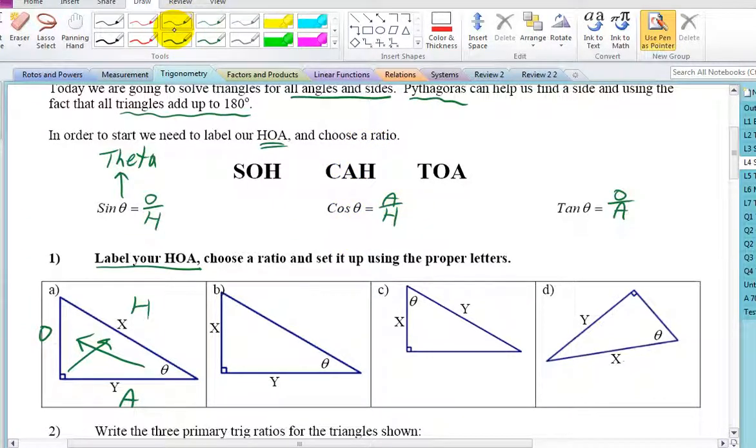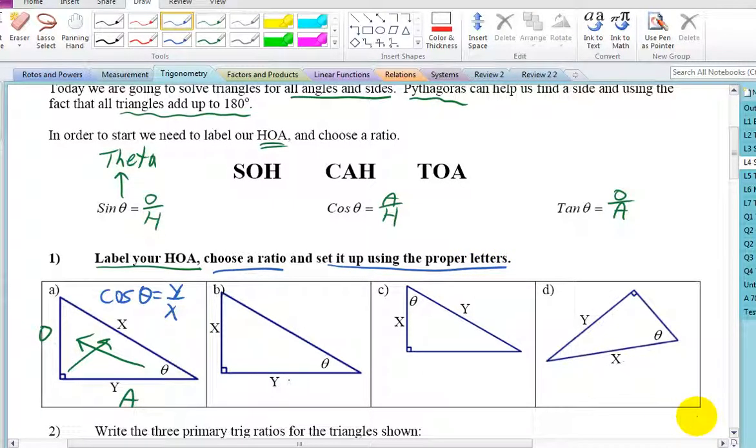So I simply write down cos theta, I must have an angle in there, equals the adjacent, which is Y, over hypotenuse X. Cos theta equals Y over X. That easy. So all I'm looking for is cos theta equals Y over X. So you're replacing A and H. Any questions? Do the next 3. Go for it. Label your HOA, choose a ratio, set it up using proper letters.